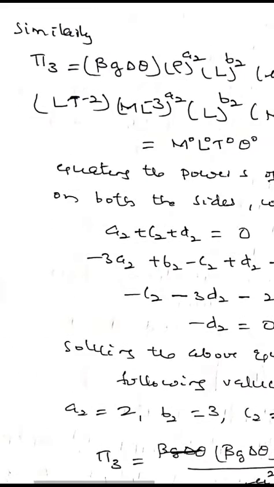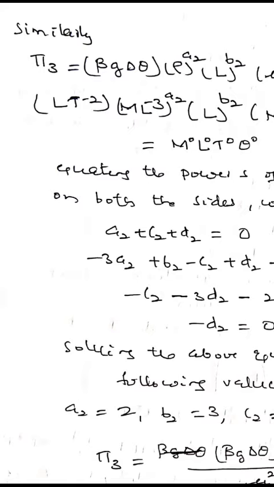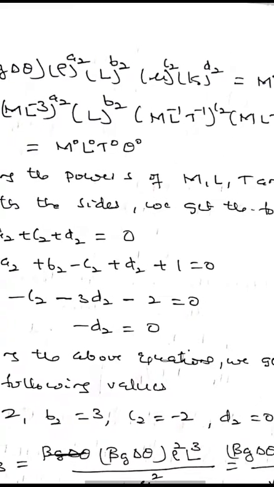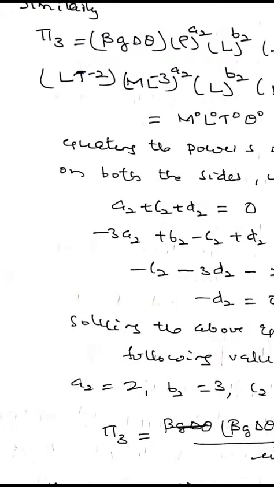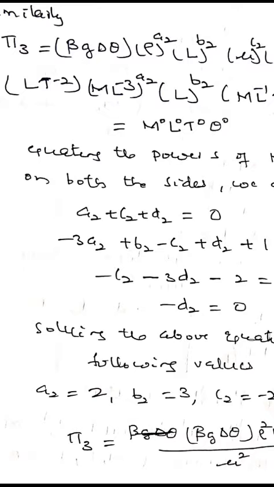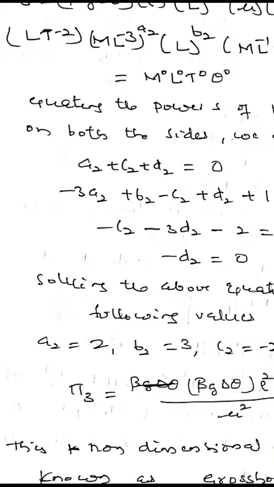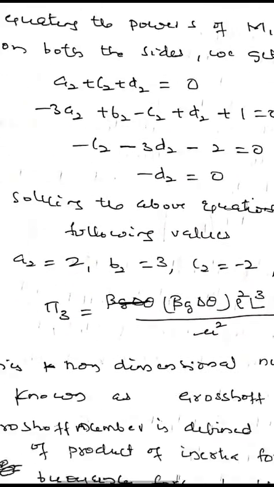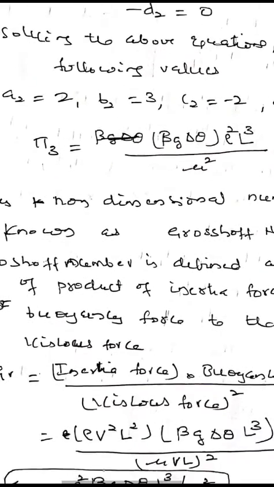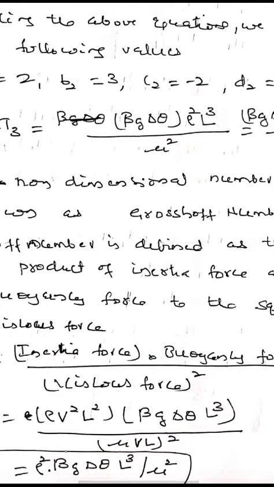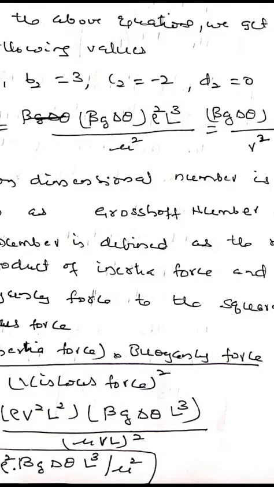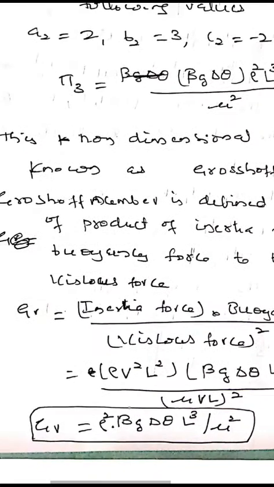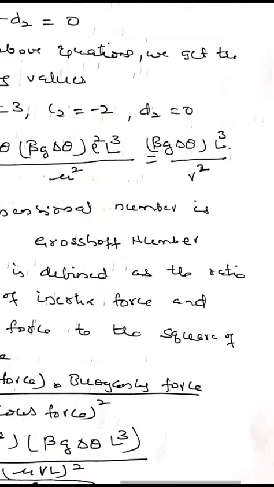Again, for the third term pi 3, we will take beta g delta theta as the other dependent variable and the same repeating variables rho, L, mu, K. Following a similar procedure as done in the previous problem, putting the dimensions of beta g delta theta, rho, L, mu, K, getting the equations and solving them, we will get the pi 3 term. Pi 3 equal to beta g delta theta rho square L cube by mu square. It is equal to beta g delta theta L cube by nu square. This pi 3 term is known as the Grashof number.